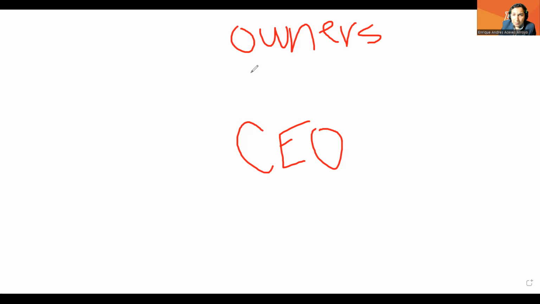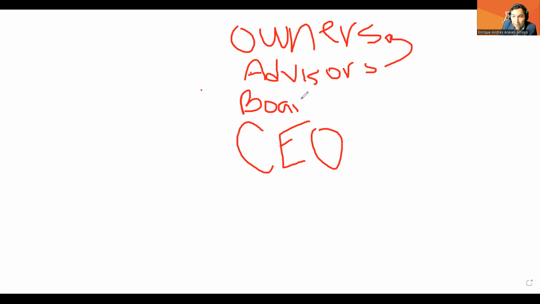And we will have something here called advisors. Who are the advisors? Well, there's a bunch of people that have a special relation with the owners and advise them to invest in something related to what's happening to the company. And above the CEO, you will have something called a board of directors.